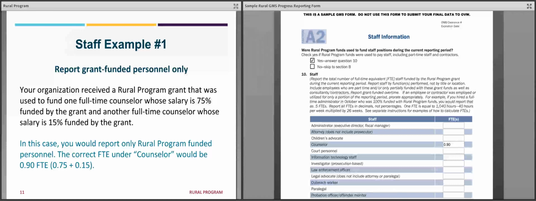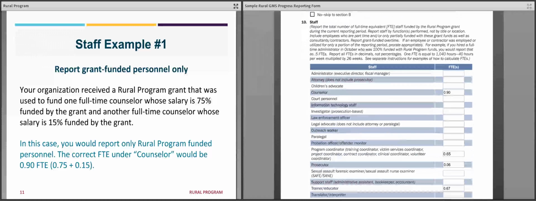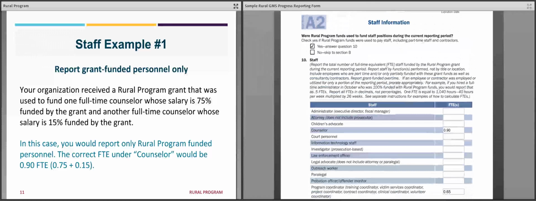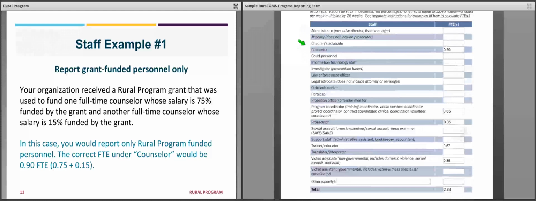And I have a few examples here for us to walk through to get you thinking about how to report in this section. If you did use rural funds to support staff, you would go ahead and click yes here. But if you did not use rural funds to fund staff time, you would click no, and that would bring you right down to section B. But say you did support staff time with rural funds, you would click yes, and then enter in question 10 below.